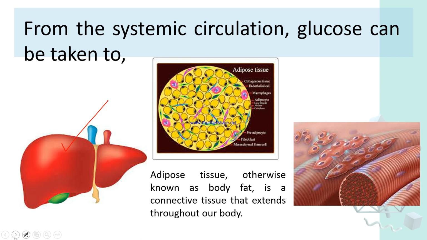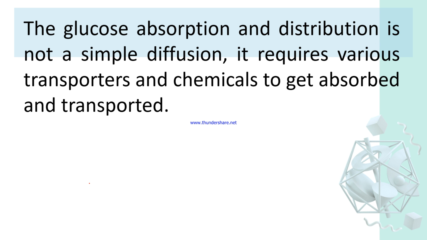This glucose absorption and distribution in our body is not a simple diffusion. It requires various transporters and chemicals to get absorbed and get transported. So there are various phases. If we grossly see the things happening during the glucose transportation and absorption, the first is it will be absorbed through the GI tract and it will go to systemic circulation.